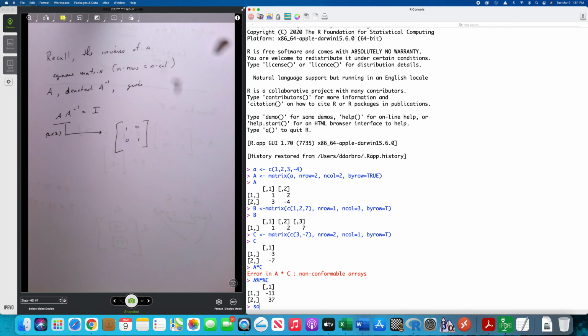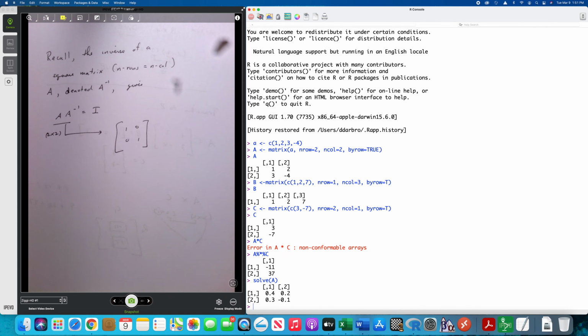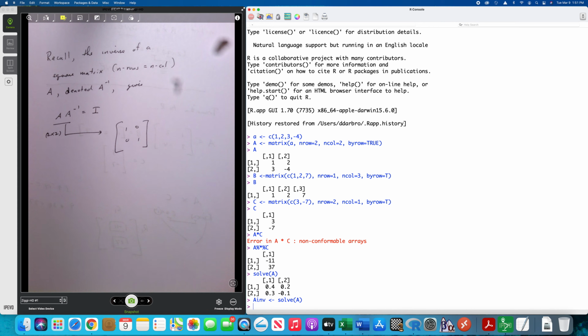To get the inverse in R, now since A is square, 2 by 2, we can find the inverse. And the way we do that is just use solve(A). It's kind of strange, right? Not intuitively clear. But if we do solve(A), let me just create A inverse here so I can multiply those together. We can do that.